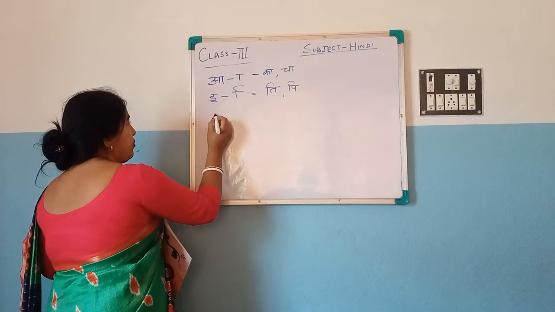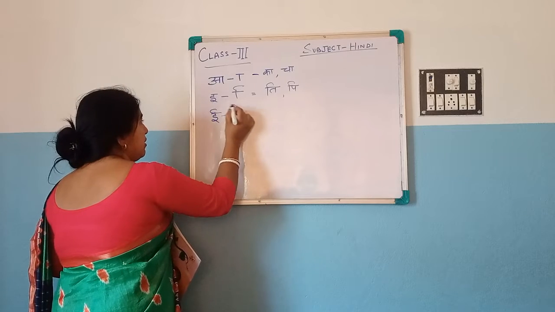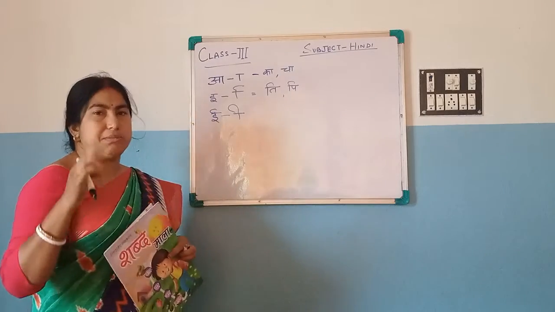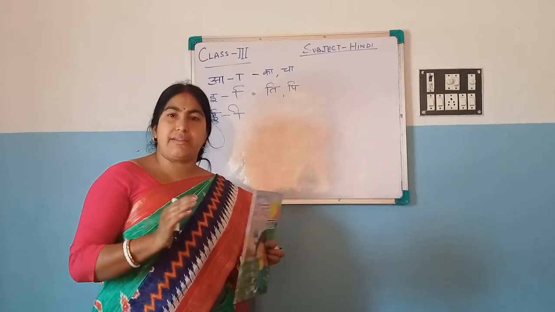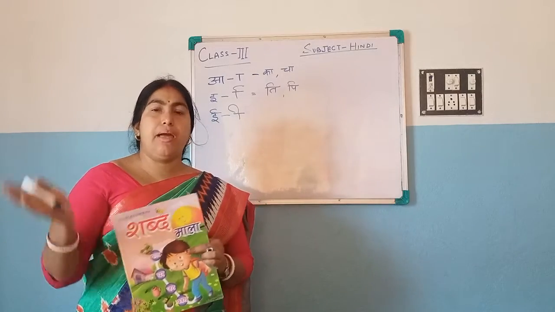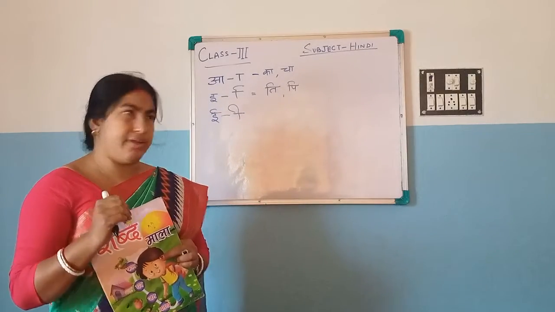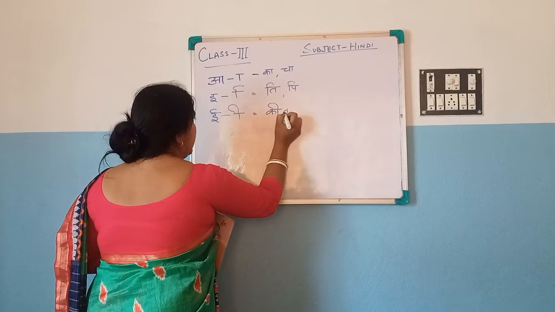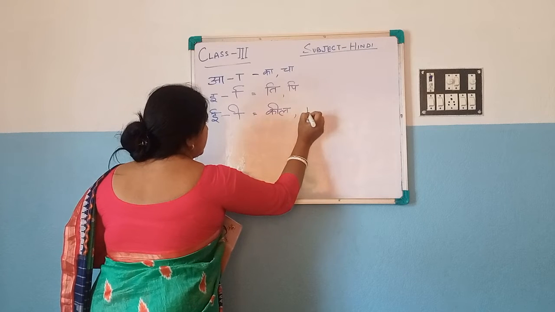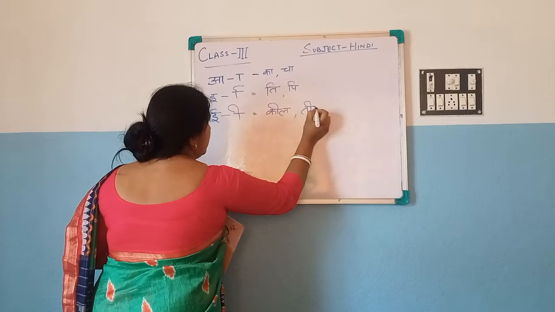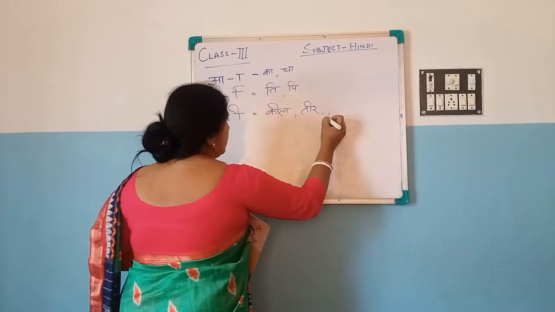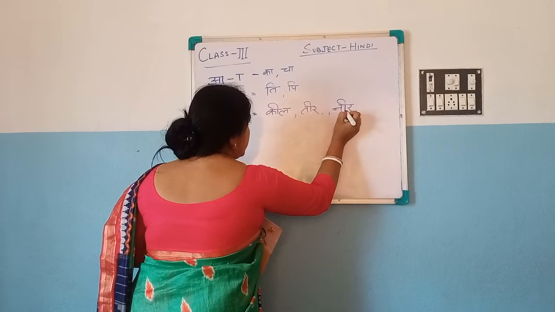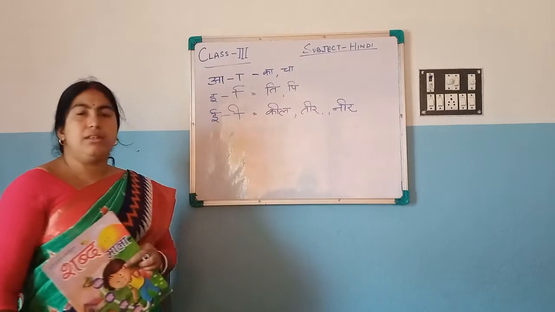Now today we are going to do dirgha i ki matra. It's the opposite of hasva. Hasva is put in the front of a letter and dirgha is put on the back of a letter, or after the letter, you can say. Like ka i l kil, ta i ra tir, na i ra nir. Okay, dirgha is put after the letter.